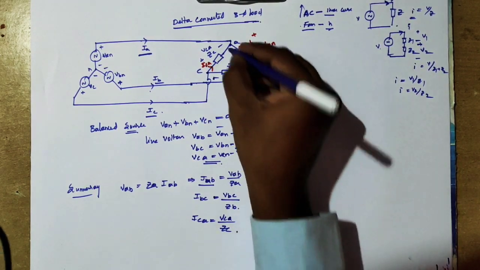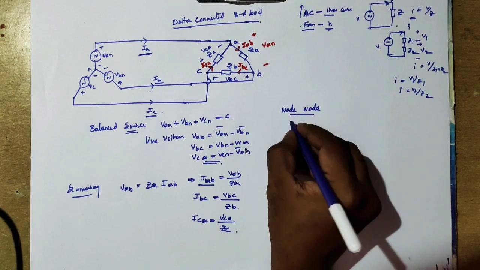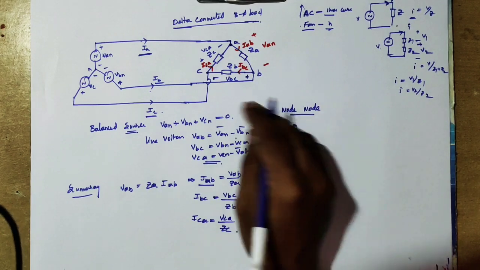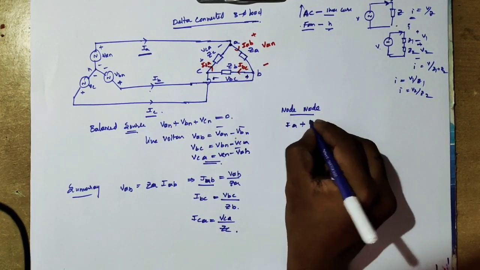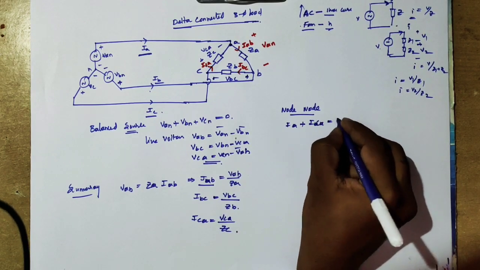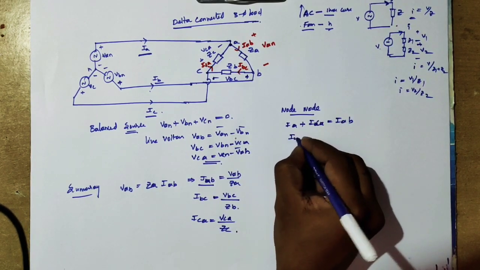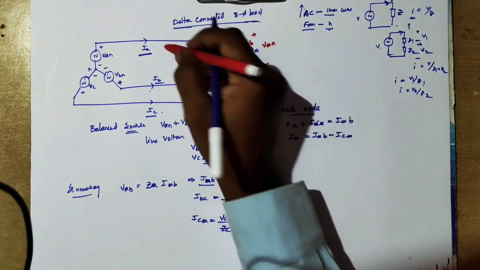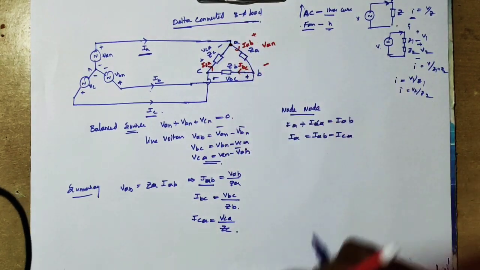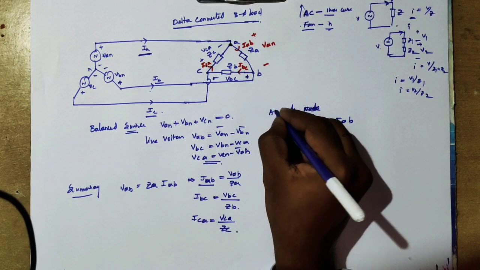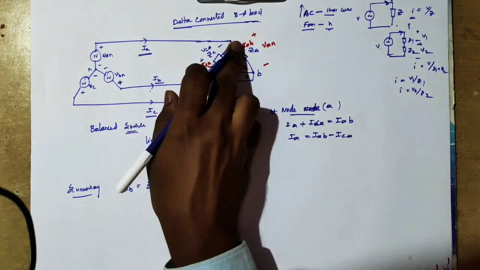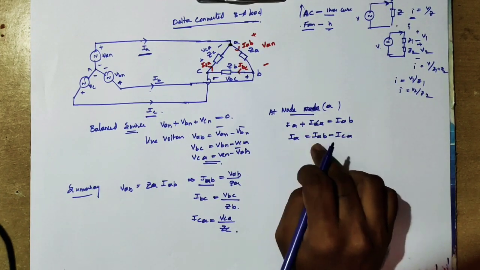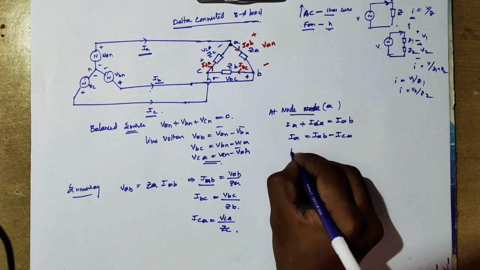To find IA, use node analysis. At node A, what is the current entering? IA and ICA are entering, and the current leaving is IAB. So IA plus ICA equals IAB, therefore IA equals IAB minus ICA.